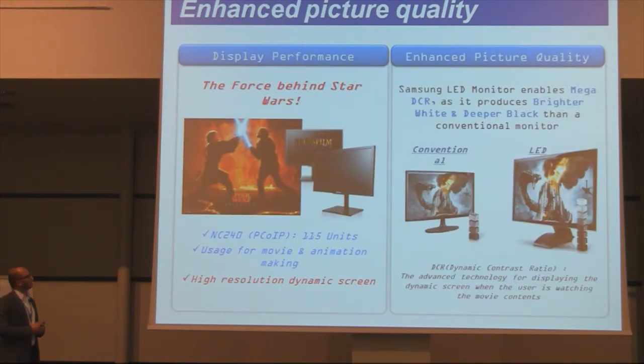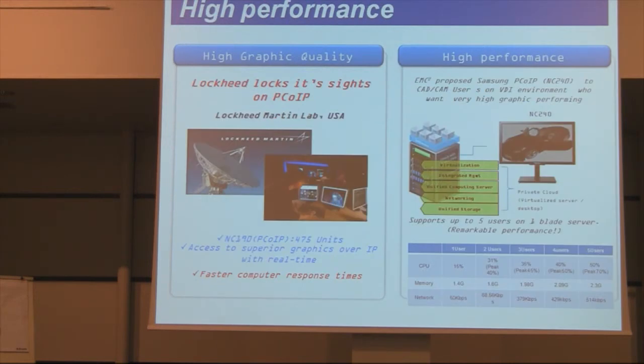Then, because of picture quality, LucasArts decided to go for our screens, and they made an installation of 115 units, and it's being used to design content, to design graphics for movies because of LED technology. LED technology was one of the reasons why they decided to go for it, because of how colors, how the image is reflected on the panels. For high performance and for graphics quality, Lockheed decided to go for Samsung displays together with the VMware solution, and also around 500 units have been installed in their premises, and they are using it.